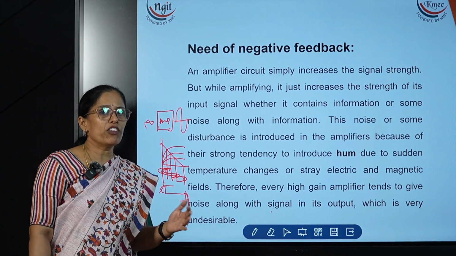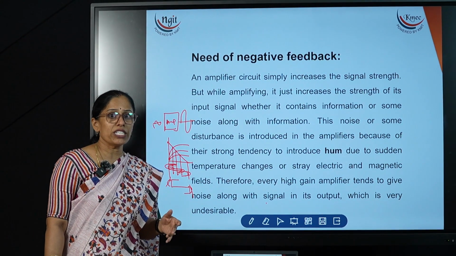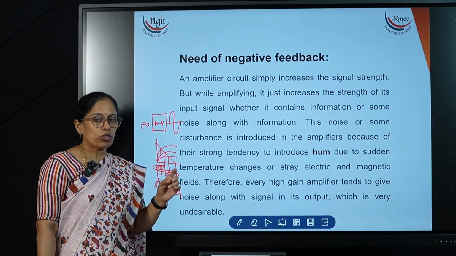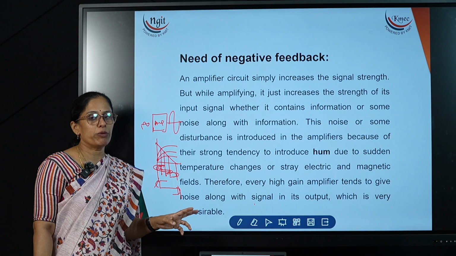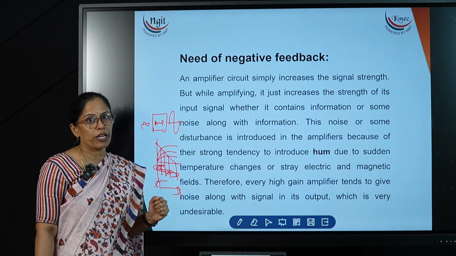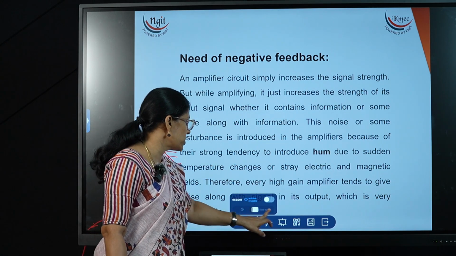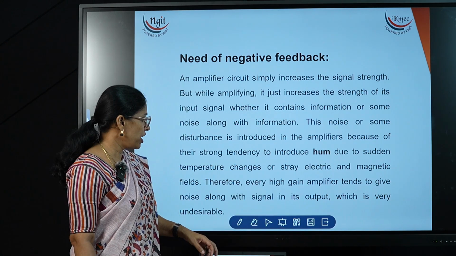So losing information is nothing but distortion. What is noise? Extra information added to the original signal is called noise. So both noise and distortion will be reduced by using negative feedback. That's why we are using negative feedback. Now we will see how it is going to reduce this, and what happens to the gain and all.